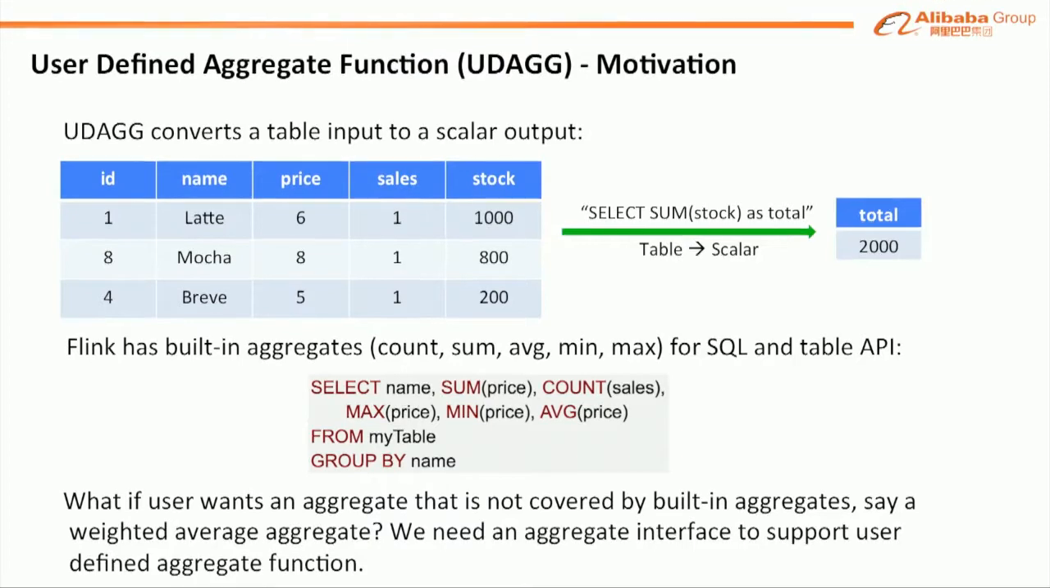Okay, the third one is the UDAGG, the user-defined aggregate. A UDAGG takes a table as input and generates one single scalar. In this case, if I aggregate a table on the stock column and get a sum for the stock number, the total would be adding all of them up to get one result. Flink itself has some built-in aggregates, but they are not sufficient because users always want to implement their own business logic. So we have to provide the user-defined aggregate interface.